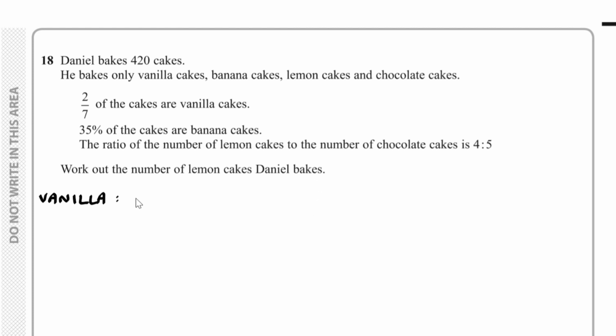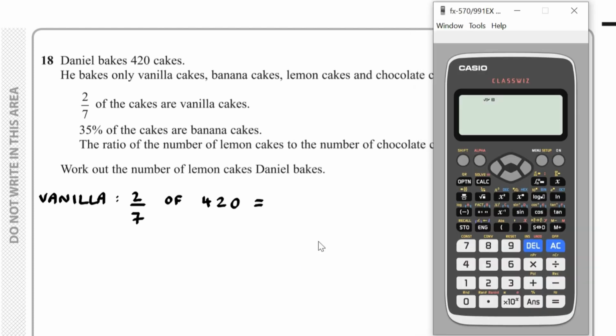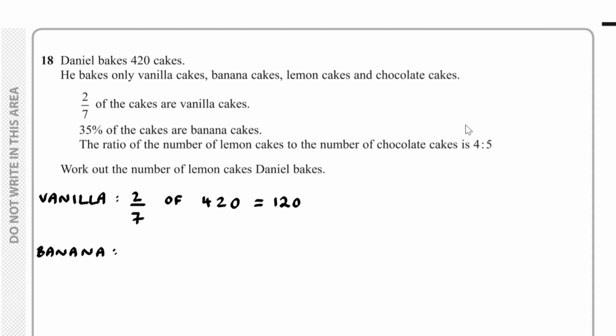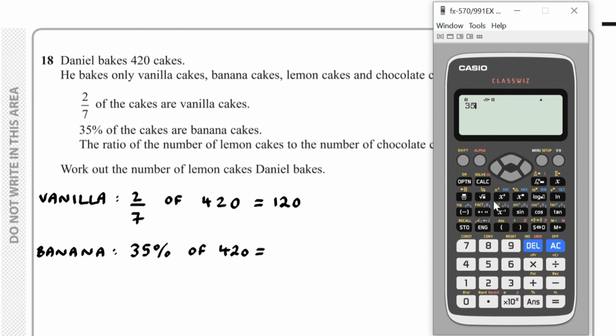So, if we think about vanilla, what we have is 2/7 of 420. So we've got 2/7 of 420, which is 120. So we've got 120 vanilla cakes. If we think about how many banana cakes we'd have, well, we've got 35% of 420. So we can work out what this is using our calculator. We've got 35% of 420, which is 147.